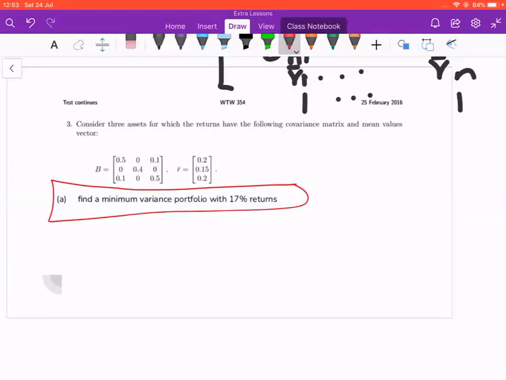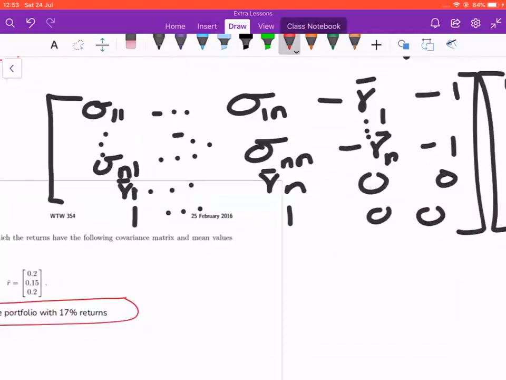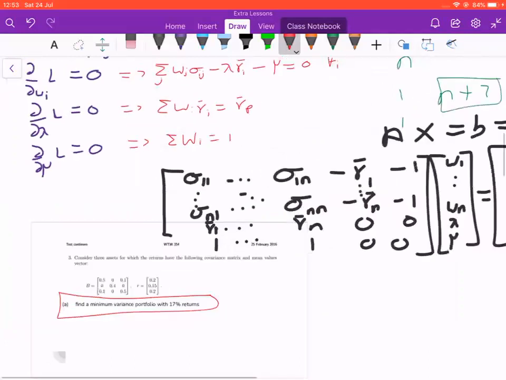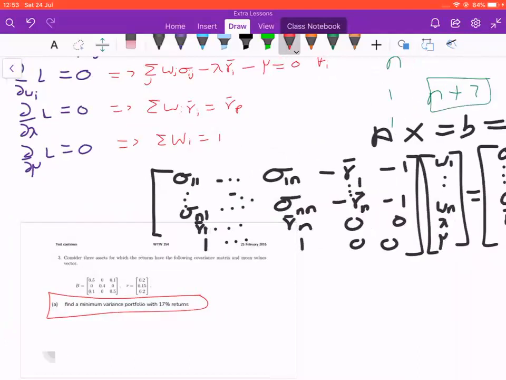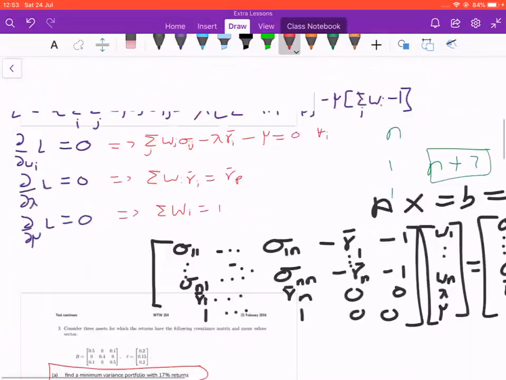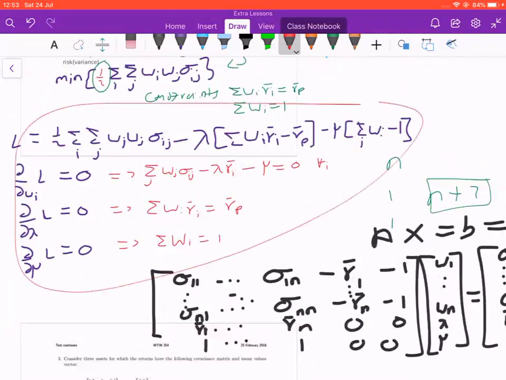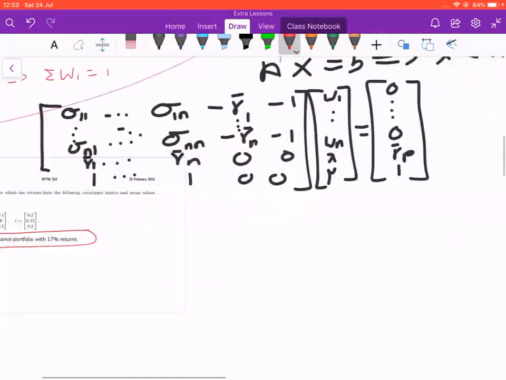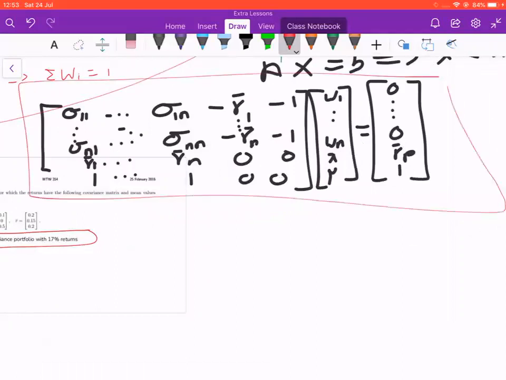When you solve this, you are basically going to take this equation over here. When they ask you a question like this, there is no need for you to prove this. You just have to know this matrix, and then you can solve it.